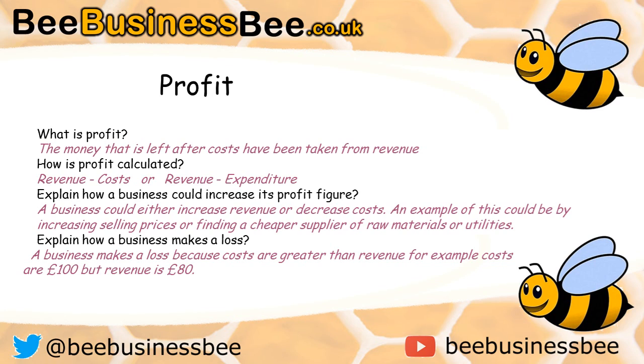Explain how a business makes a loss. Seems a strange question, but it's fairly straightforward if you think about what it's asking you to do. A business makes a loss when costs are greater than revenue. And I've backed this up with a little example. For example, the costs are £100, but revenue is £80. There you go. I've explained how a business makes a loss when it actually spends more money than what it receives in revenue. Simple as that.